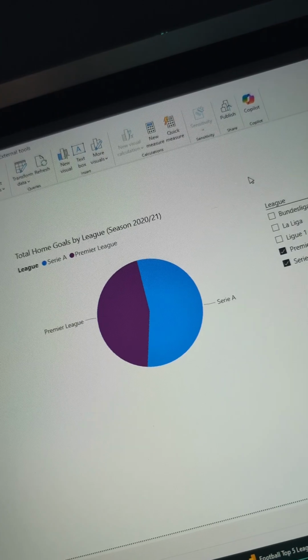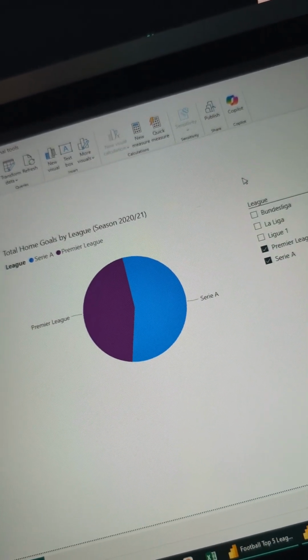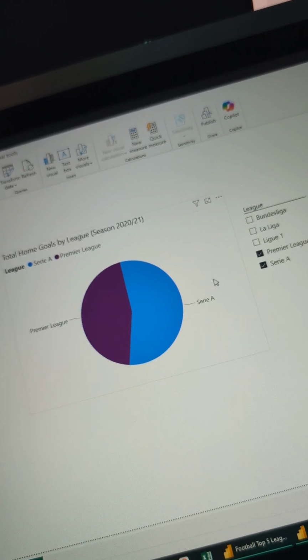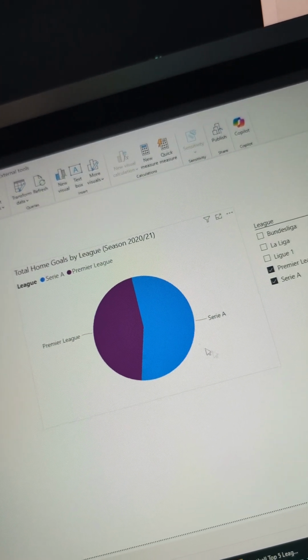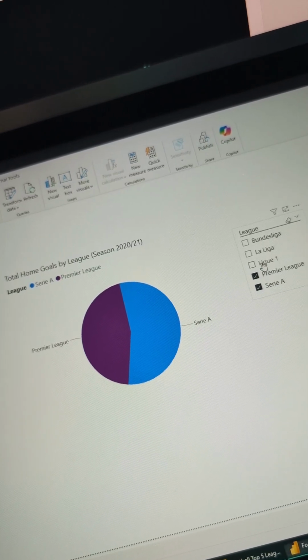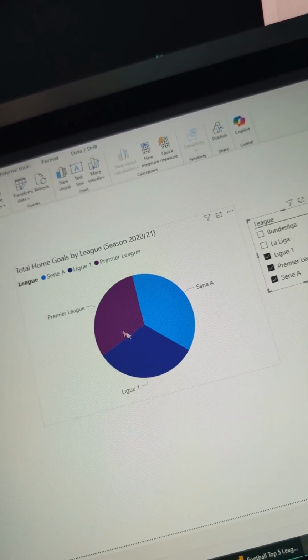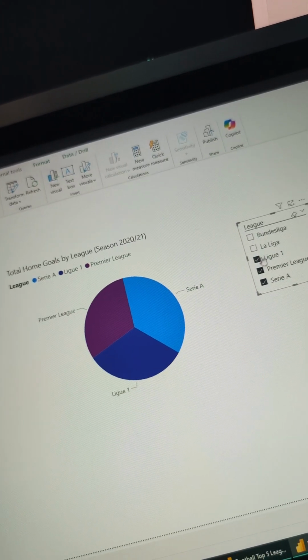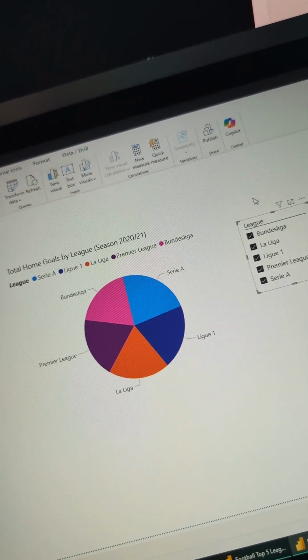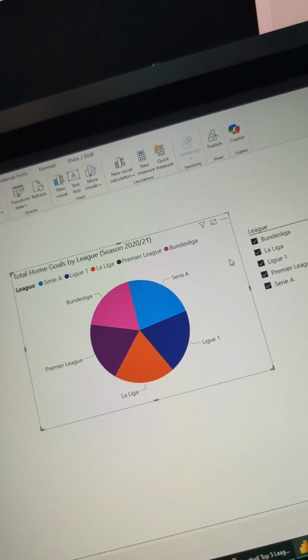So I have this example here. Here are the goals scored by the home team in the top 5 European football leagues. And I have 2 selected, so it's pretty obvious that Serie A has more goals than the Premier League. But let me add another league. Now we see it's quite hard to tell which one has more, and this gets even worse when I add in all the leagues.